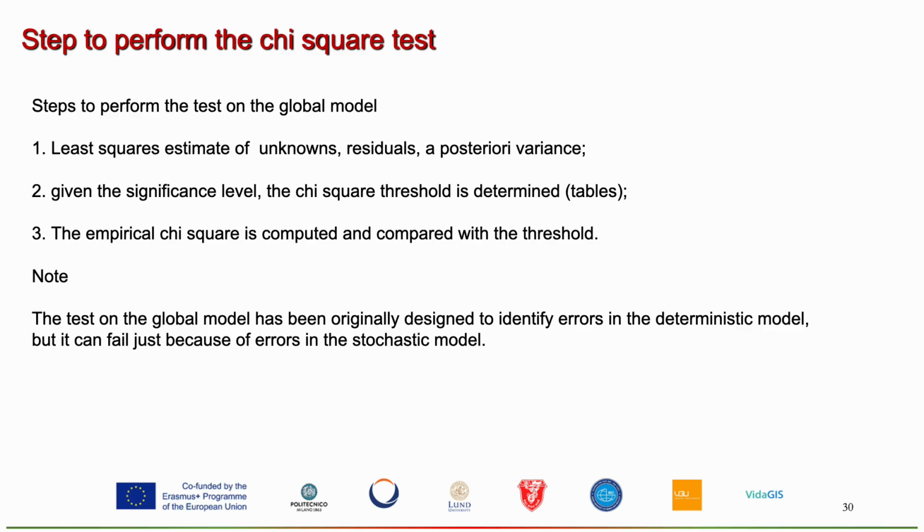Note that the test on the global model originally has been designed and proposed to identify errors in the deterministic model, I mean the mathematical relation that was at the beginning written between the known parameters and the observations. But in principle, the global test can fail just because of errors in the stochastic model. For example, the a priori variance is wrong, or some element of the cofactor matrix is wrong.